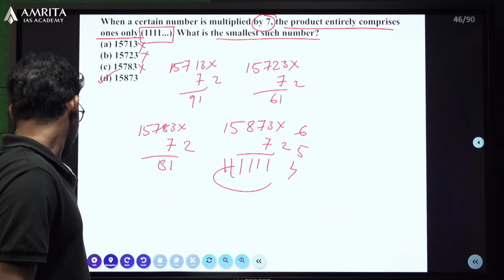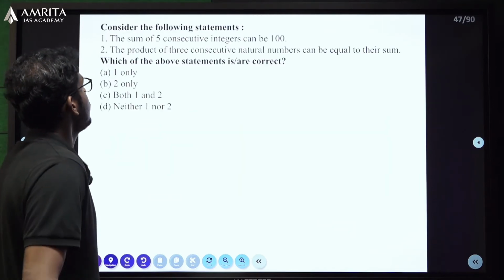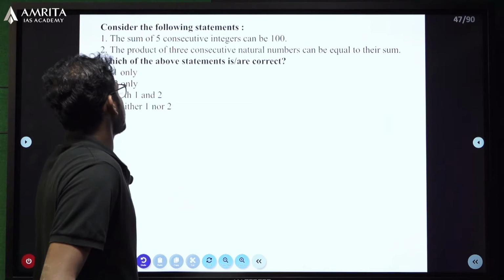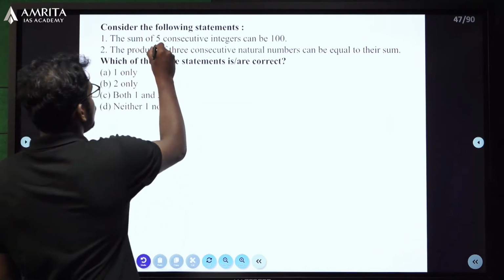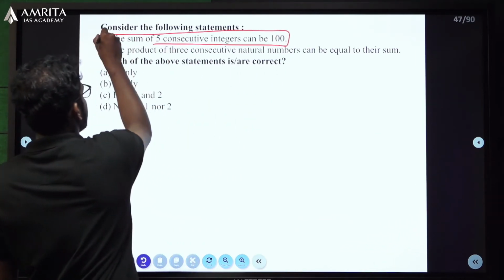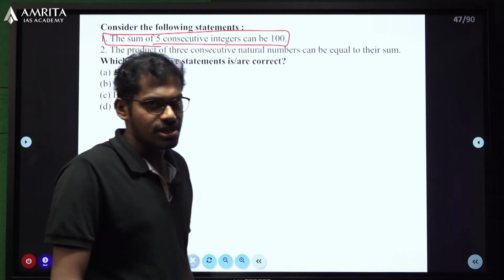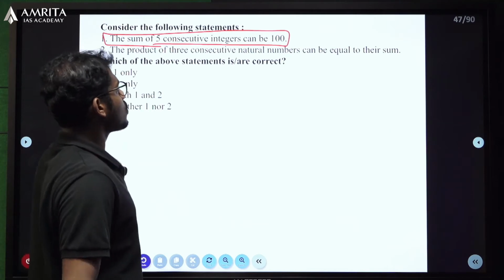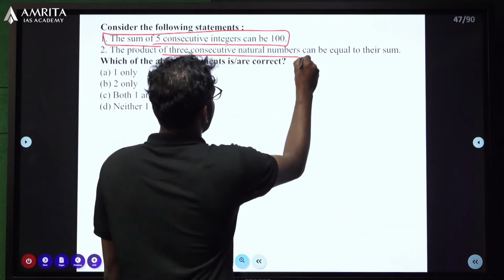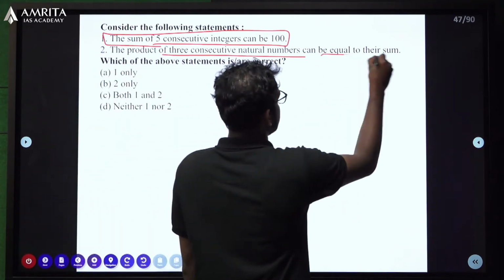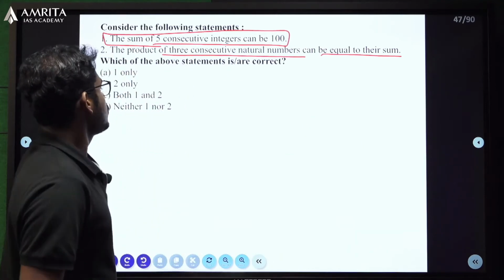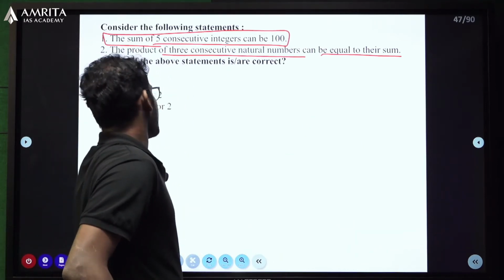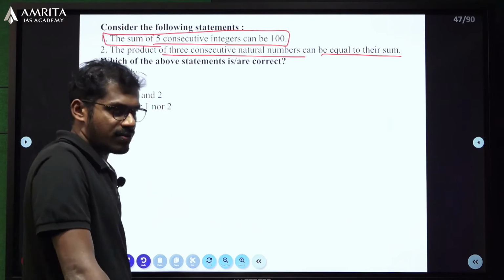Simple question here. Next question. Consider the following statements. First, the sum of 5 consecutive integers can be 100. Second statement, the product of 3 consecutive natural numbers can be equal to their sum. Which of the above statements is or are correct? 1 only, 2 only, both 1 and 2, neither 1 nor 2.